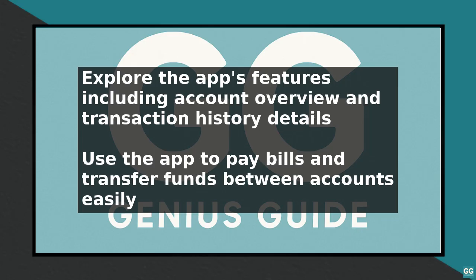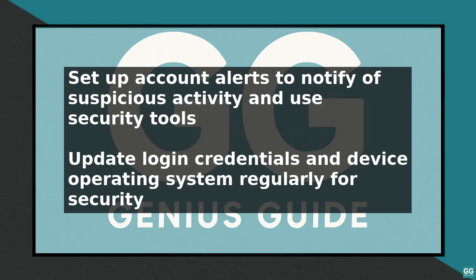The Fifth Third Bank mobile app also offers a range of security features to protect your accounts. You can set up account alerts to notify you of suspicious activity, and use the app's built-in security tools to monitor your accounts for signs of fraud.